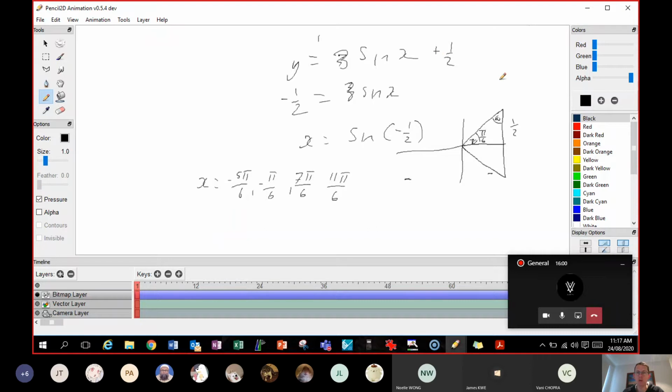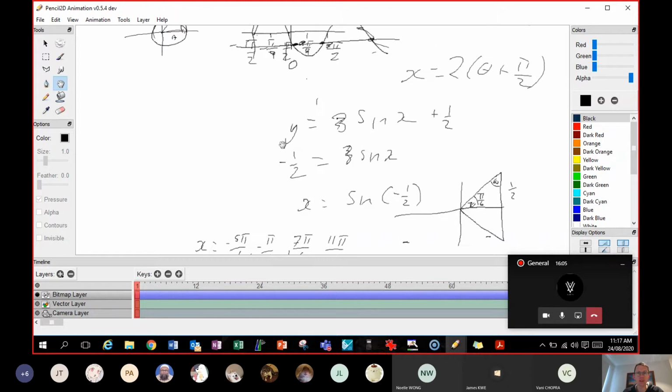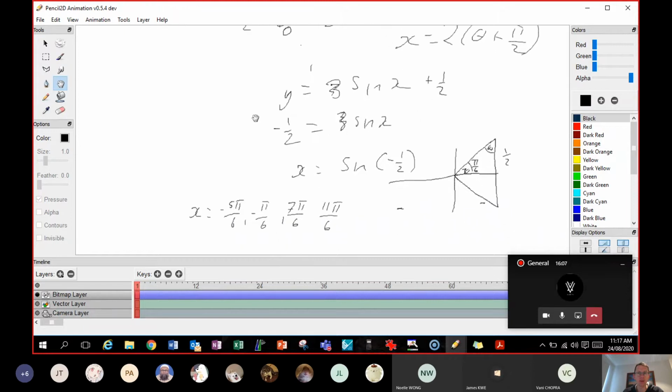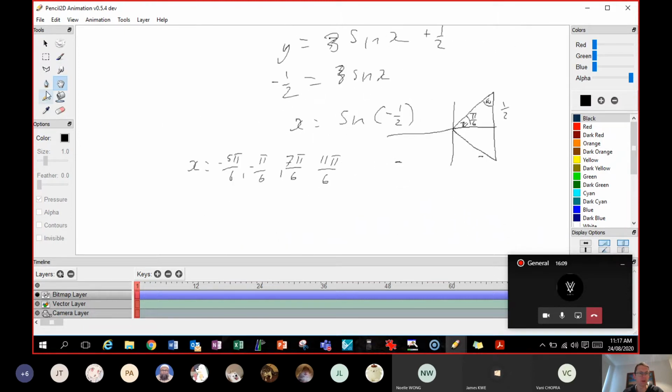But remember, x equaled, when we originally did it, 2 theta plus pi on 2. So remember, x equaled 2 theta plus pi on 2. So that equals all these values. I'm giving you, this is probably the hardest section we're going to get through this week. So that would equal that.